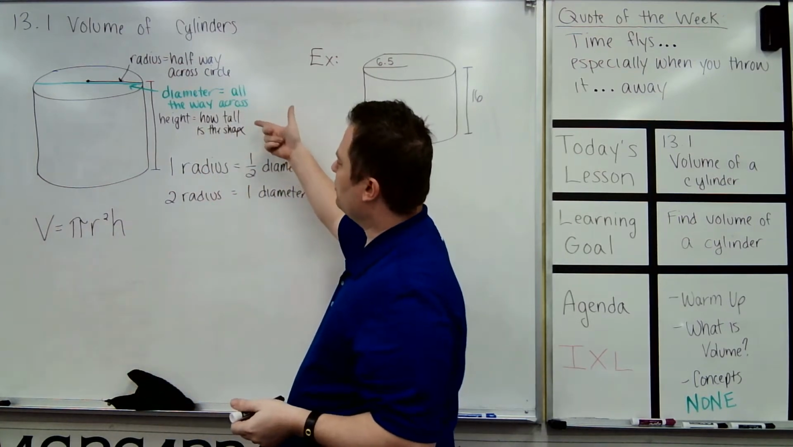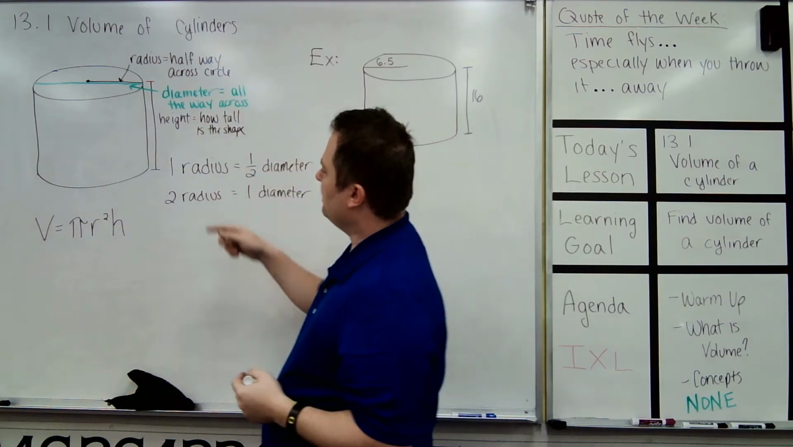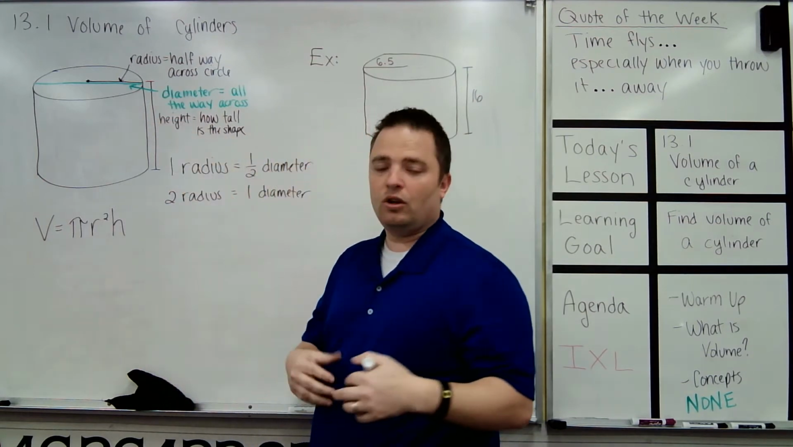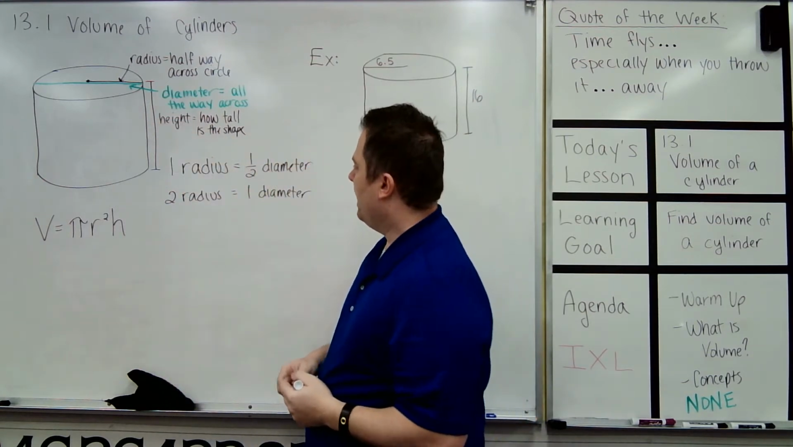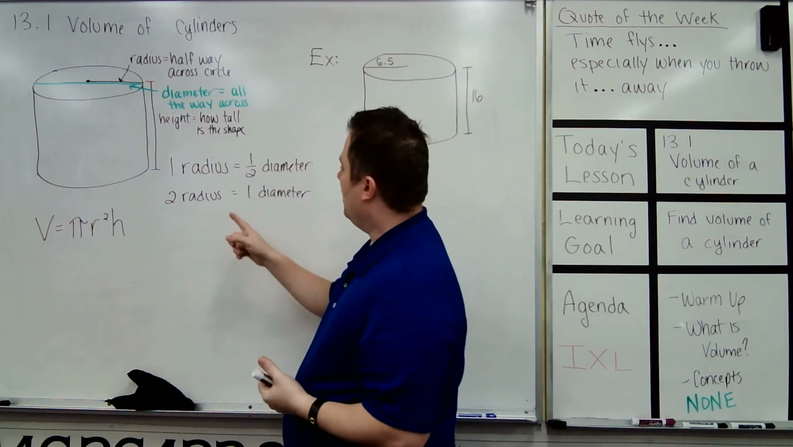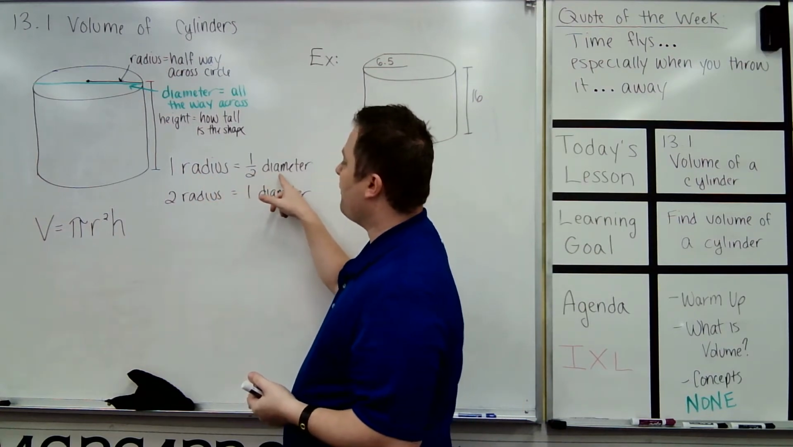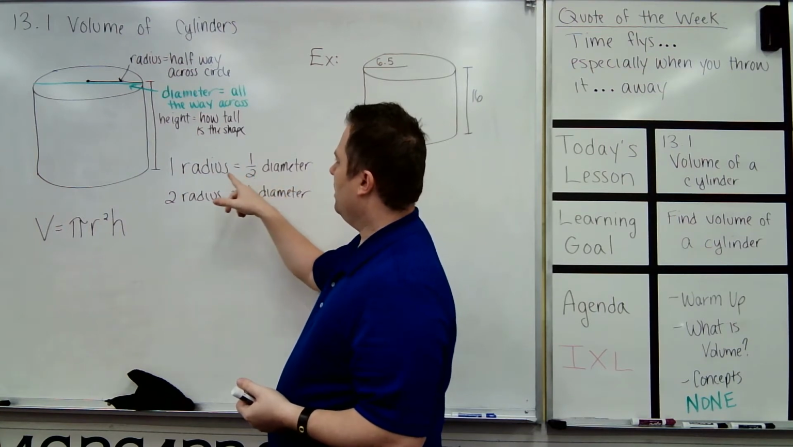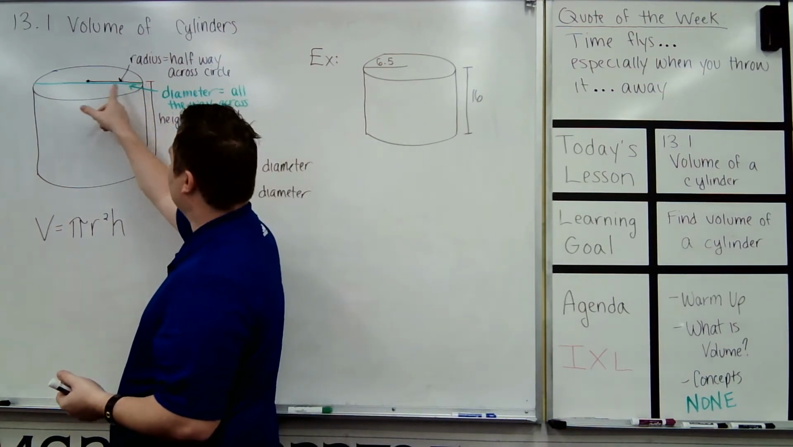And the height is how tall is my cylinder? How tall is my Coke can? How tall is my can of beans? And this is important because there's only three pieces of information that we could possibly get. So we can think of it as one radius is half of the diameter, meaning this radius is half of the distance of the diameter.